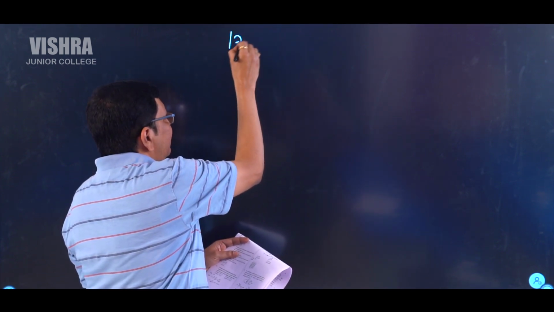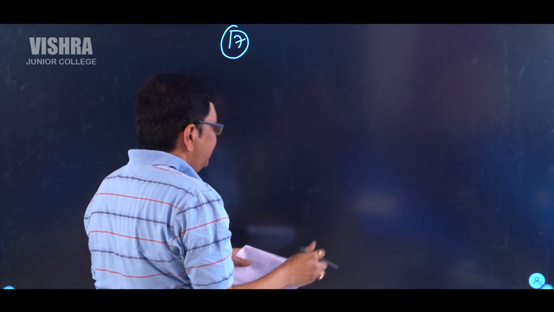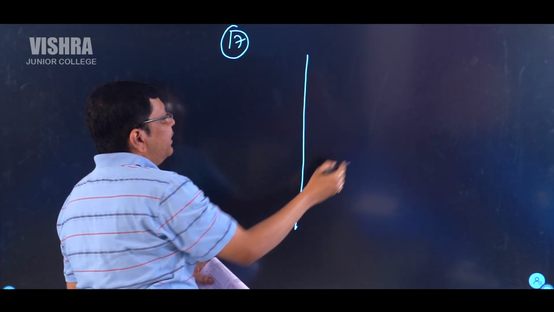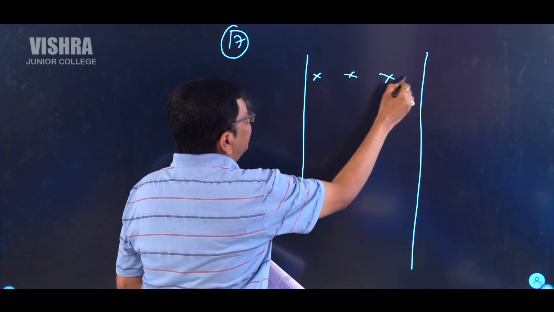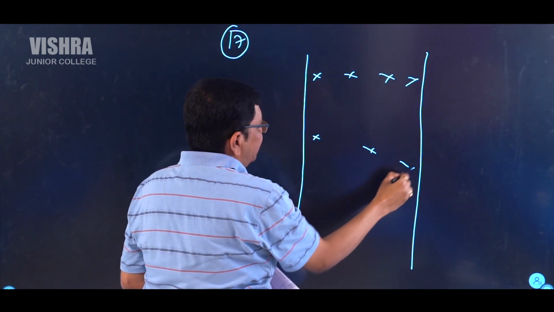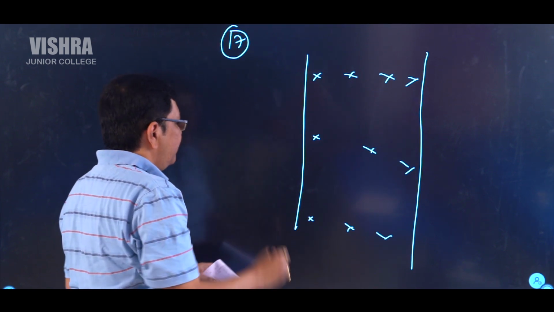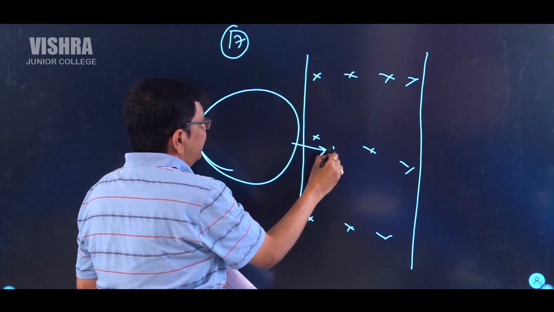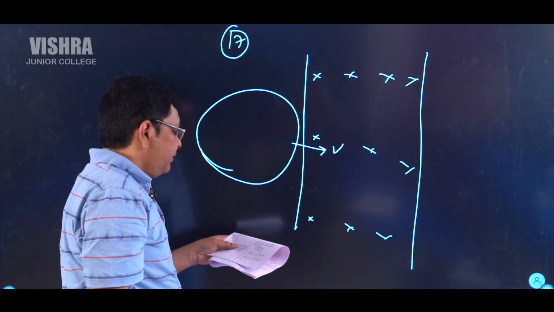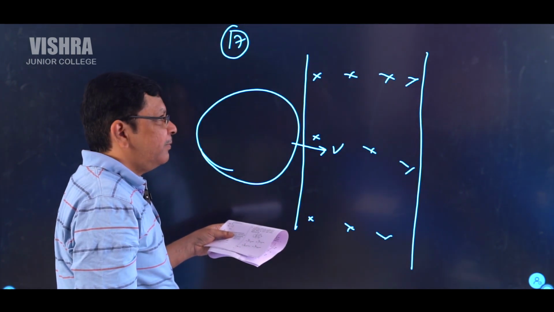In the next question, this is related to electromagnetic induction. A uniform magnetic field is existing in this region. So the magnetic field is existing in this region, and a conducting circular ring enters the region with a velocity v. Then identify the correct graph between induced EMF and time.